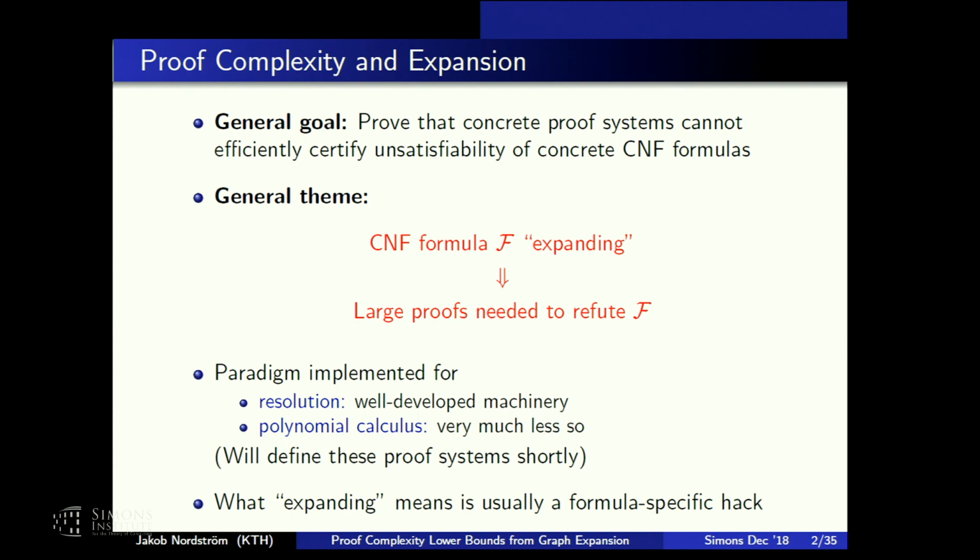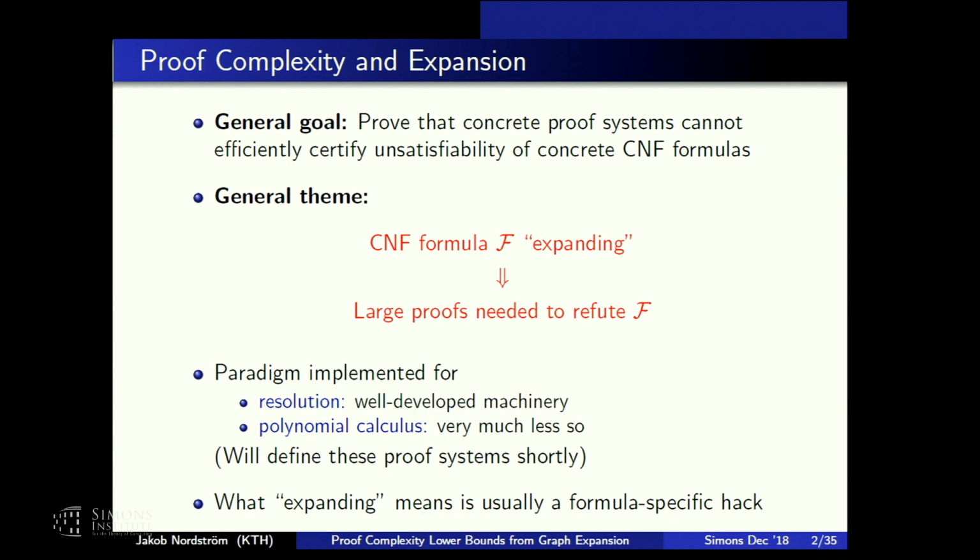A general theme, if you look at many lower bounds, is that you look at the CNF formula that you want to prove a lower bound for, you say that it's expanding in some way, and then you argue from expansion that it will be hard to refute this formula. We know how to do this for resolution and for polynomial calculus, and I'll tell you in a moment what these proof systems are. Polynomial calculus is kind of the excuse for giving this talk in this workshop.